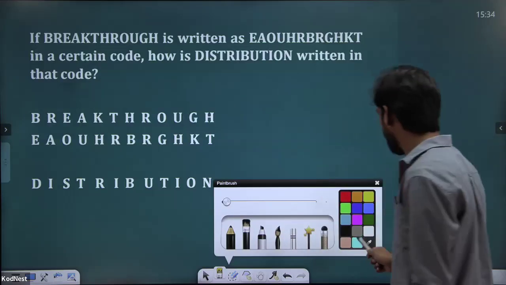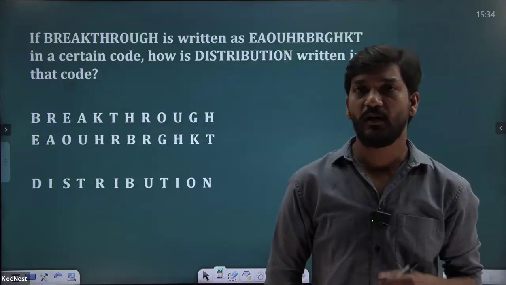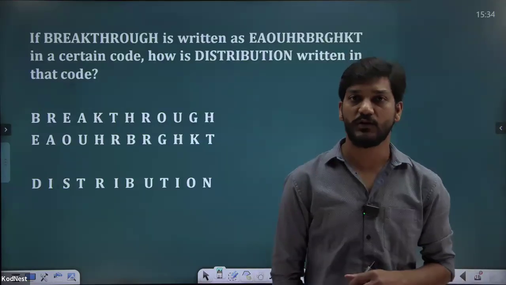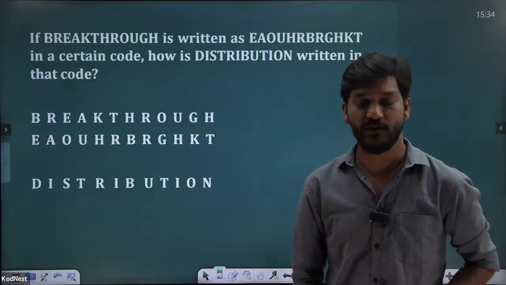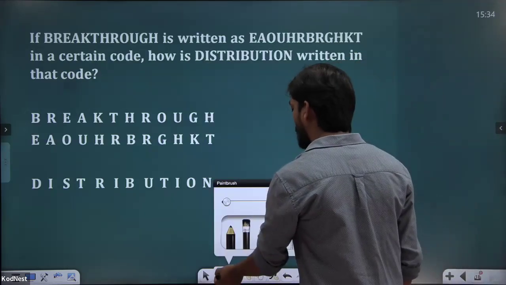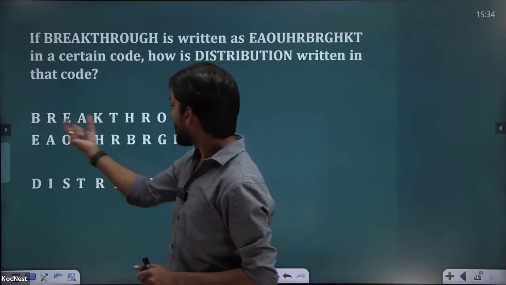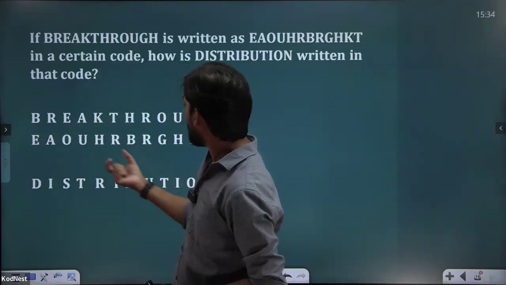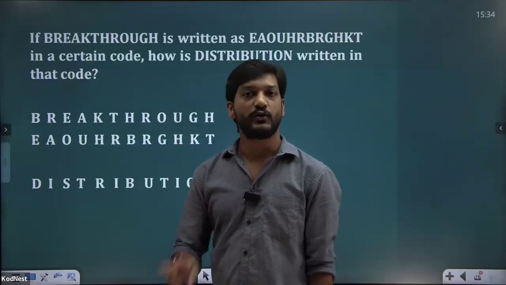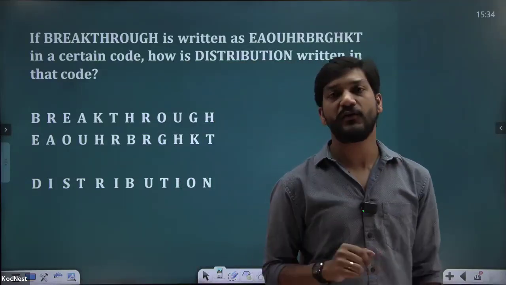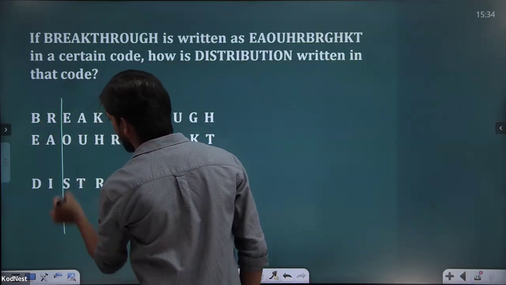All right. Okay. So a little bit, I will say, time taking it was. So please carefully understand how to save your time in such questions. Actually, what you will observe is pair of letters are going to different place. For example, BR, BR, EA, EA, KT and KT, HR, HR, OU, OU. So a pair of letters is going to different places. So first divide into pairs.